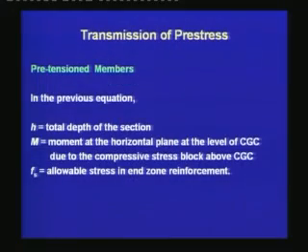h is the total depth of the section, and M is the moment at the horizontal plane at the level of CGC due to the compressive stress block above CGC, and Fs is the allowable stress in end zone reinforcement. Thus, by calculating these values, we get an expression of the end zone reinforcement which needs to be provided within the transmission length to check any splitting of the concrete in that region.